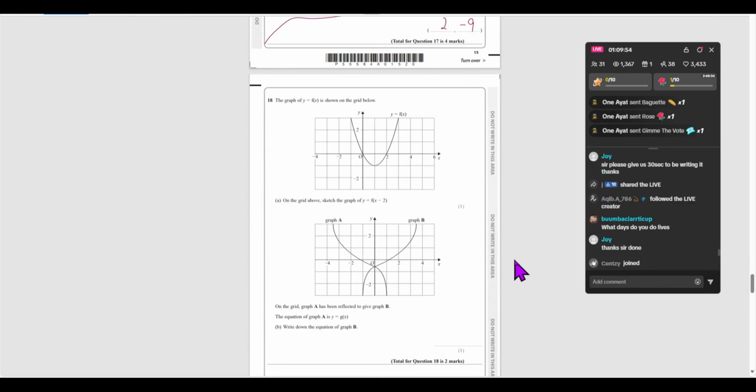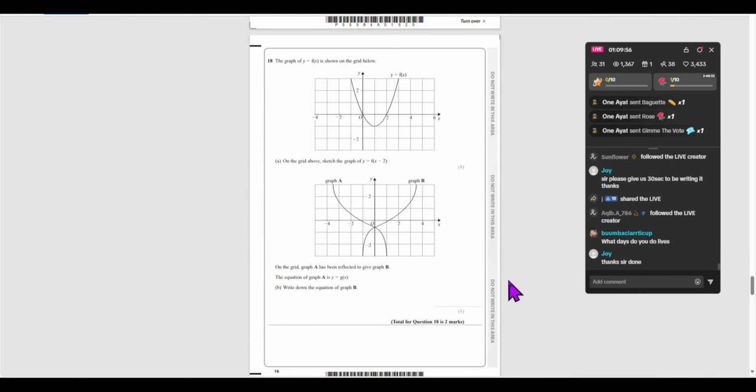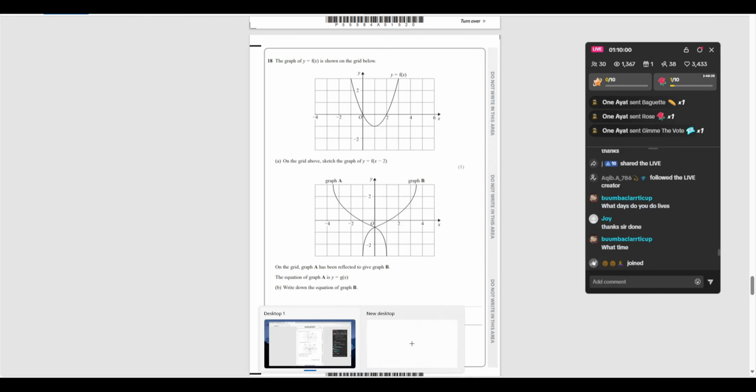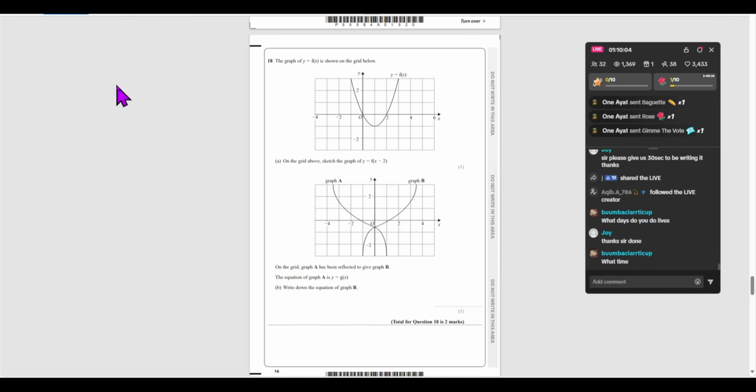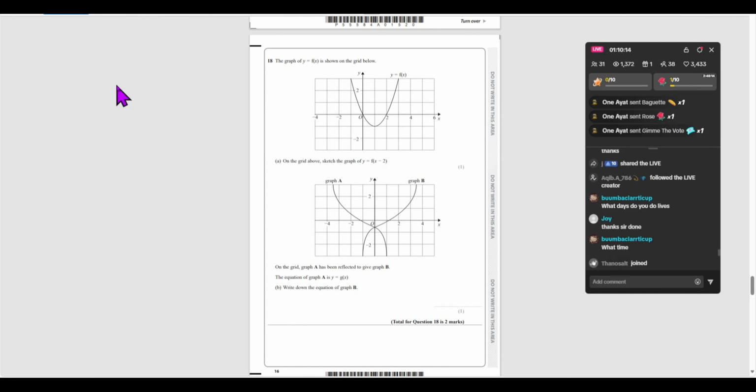Okay, moving on. Now the graph of y is equal to f(x) is shown on the grid below. On the grid above, sketch the graph of y is equal to f(x) minus 2. Okay, how would we do it?